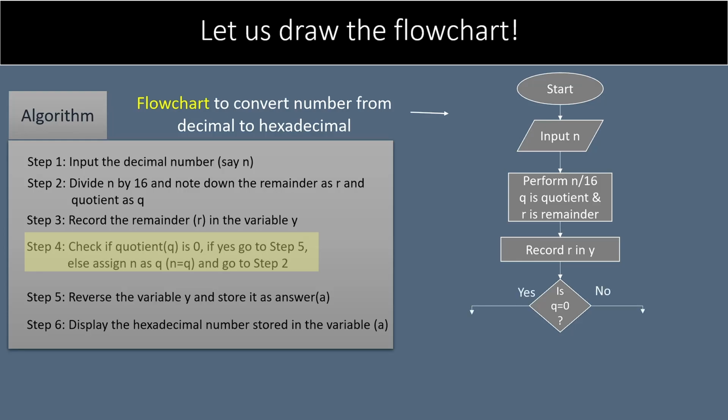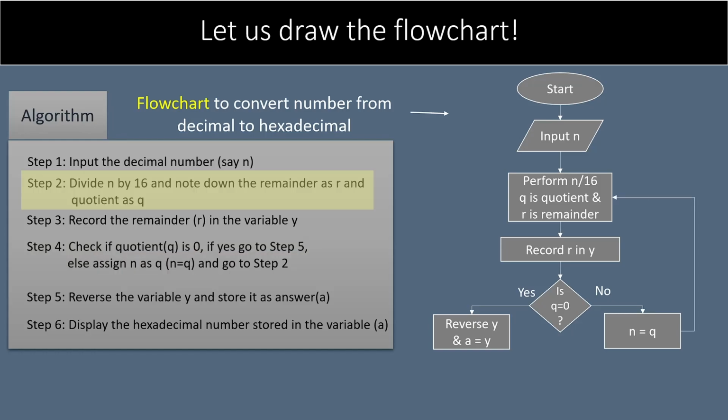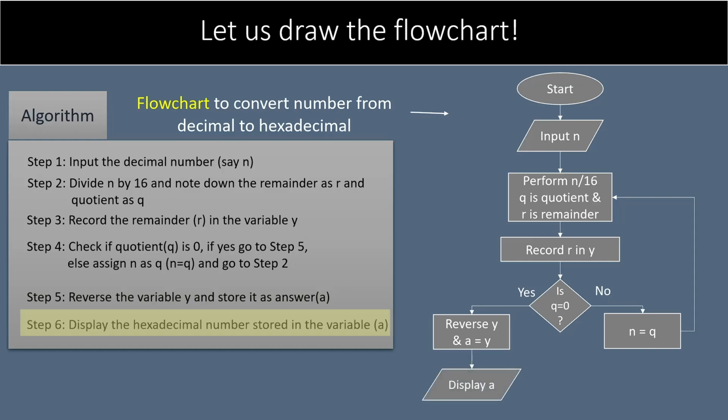Connect the yes branch to the processing box having reverse y and store it in a. Connect the no branch to a processing box assigning q to n, that is n equals q. Now connect this processing box to the perform n by 16 processing box. Connect reverse y and store in a with a flow arrow to the output box. In an output box, write display the hexadecimal number a. Now we are done. So connect this box to the terminating oval. Write stop or end in this oval.